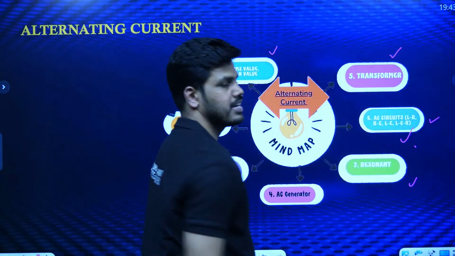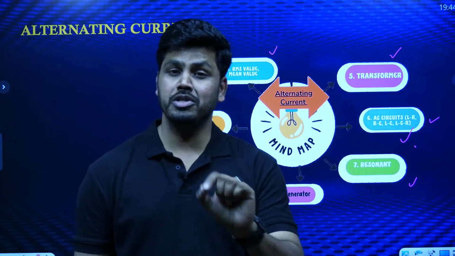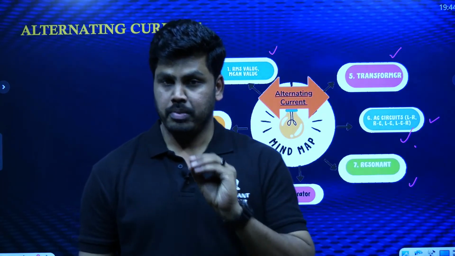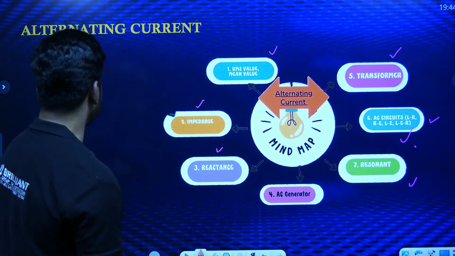And then finally, we have transformers. As the last part of AC, we have a small topic, transformers. We get repeating numerical questions from that part, okay? So make sure you are revising them properly. We'll quickly go through some questions. We don't have much time.